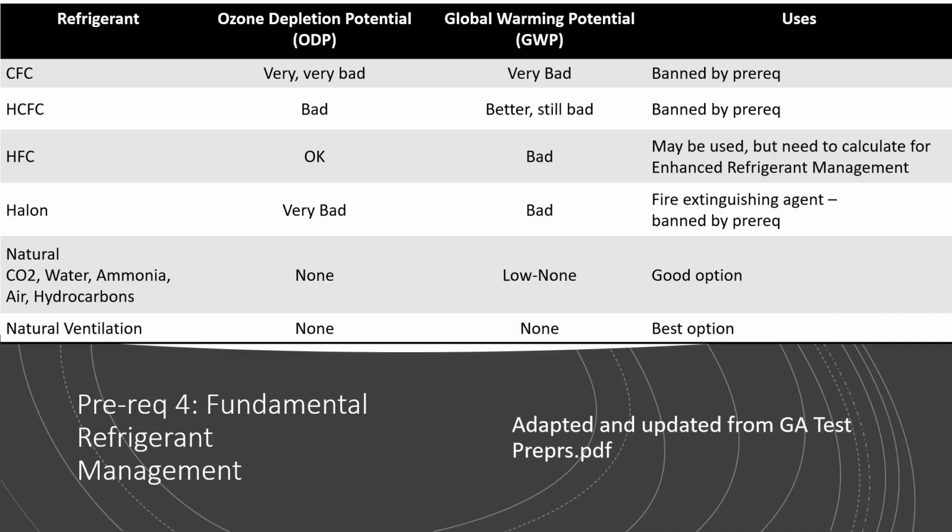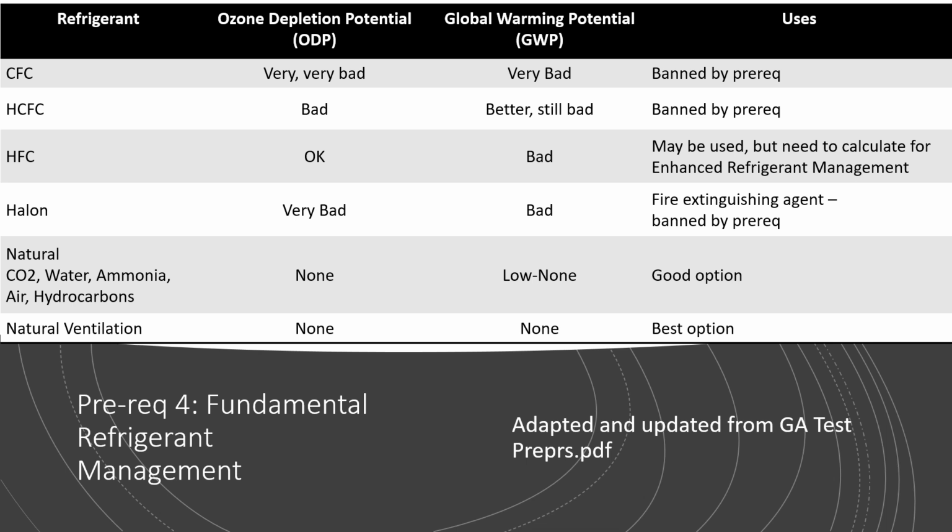Prereq 4 is fundamental refrigerant management. This is a very important slide with a lot of important details. The intent of this prereq is to reduce ozone depletion and global warming potential, and support early compliance with the Montreal Protocol, which focuses on ozone depletion while minimizing direct contributions to climate change.